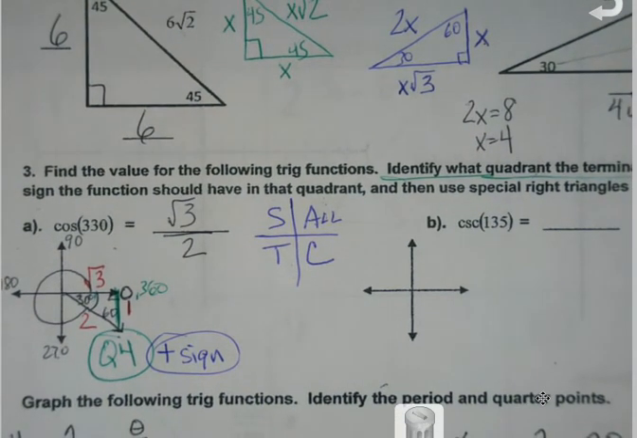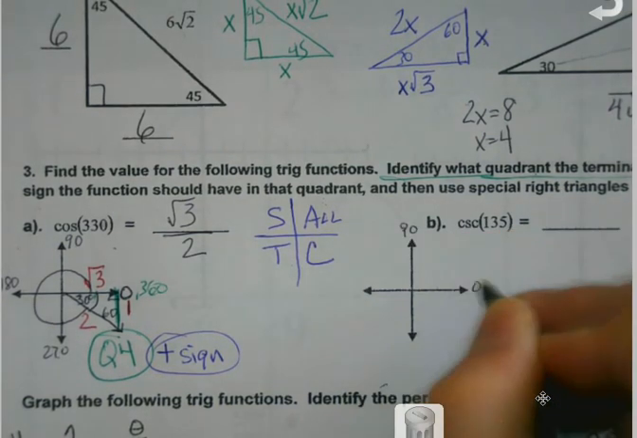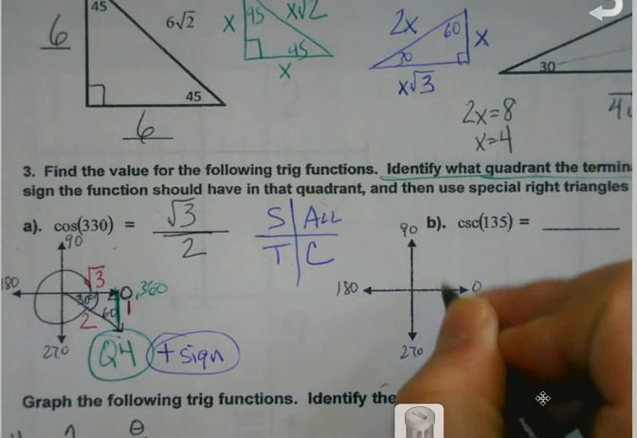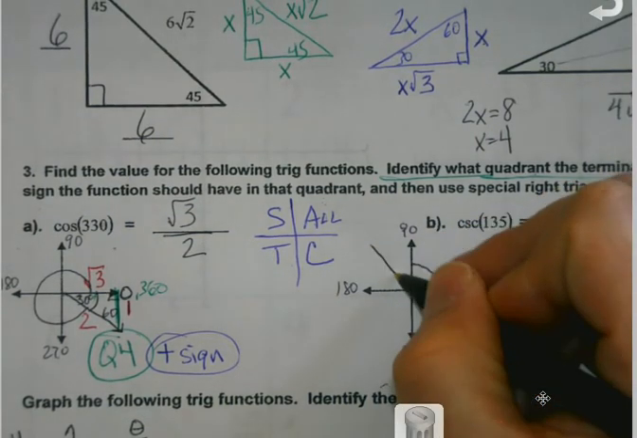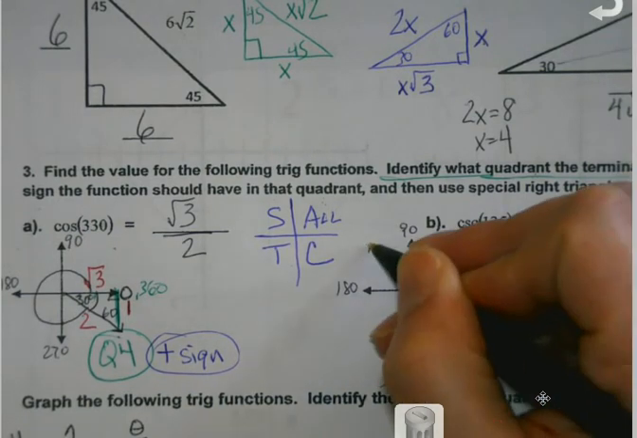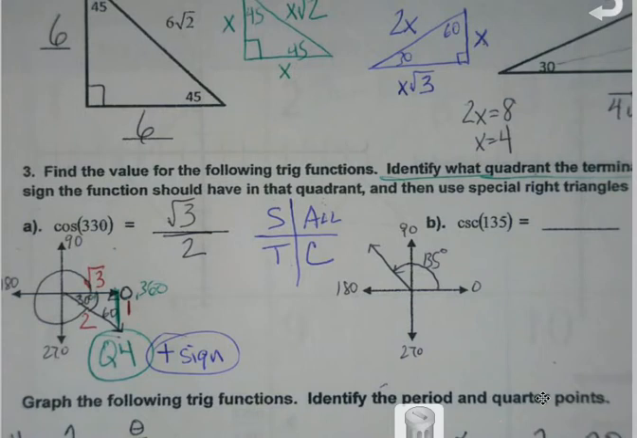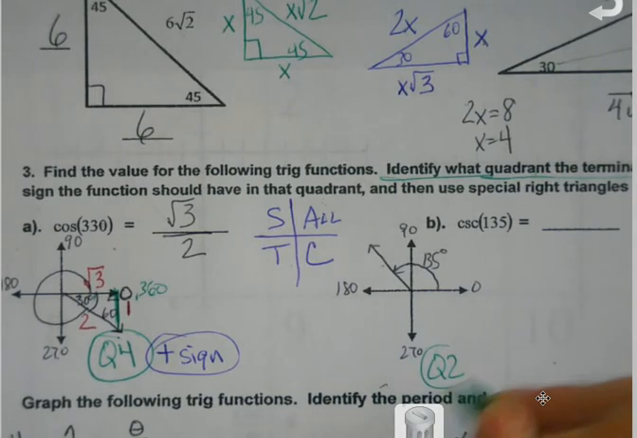So cosecant of 135. Okay, 135. Let's see here. So there's 90. How many more degrees do I need to get to 135? 45, which is right dab in the middle here. So there's my 135. So I can answer my first 2 questions already. I notice that I'm in quadrant 2. Got that part.